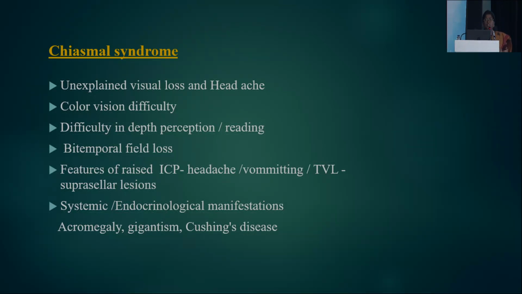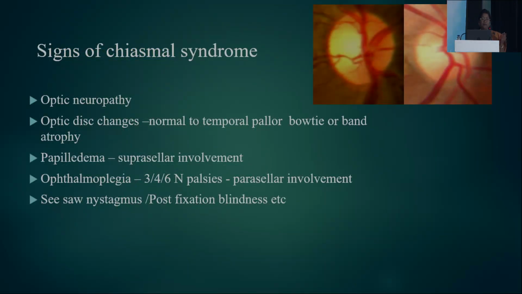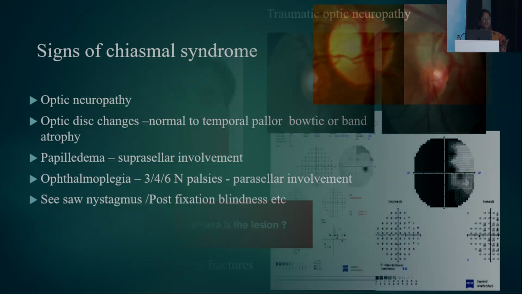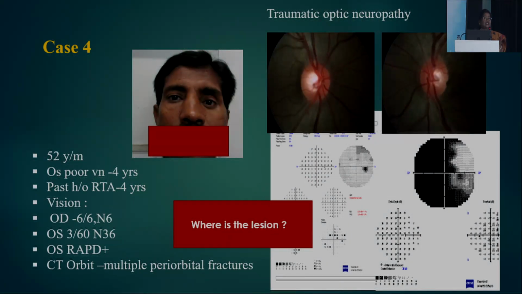Very few times, you will see patients who have raised ICP also with a chiasmal syndrome. That can happen when your chiasmal lesion extends into the suprasellar segment, where it can compress the third ventricle and result in that presentation. So signs of chiasmal syndrome can be optic neuropathy, and the optic disc changes can vary from normal to temporal pallor to bow tie or band. Papilledema will happen, as I mentioned, in suprasellar involvement, and the other feature is seesaw nystagmus. If it involves the parasellar segment, we are going to have syndromes of cavernous sinus involvement also.